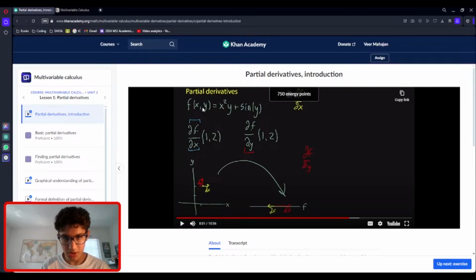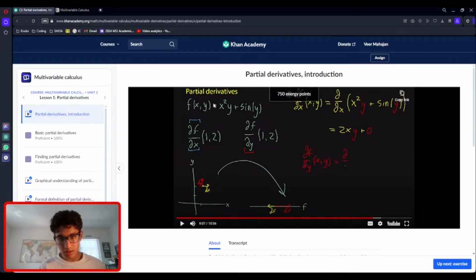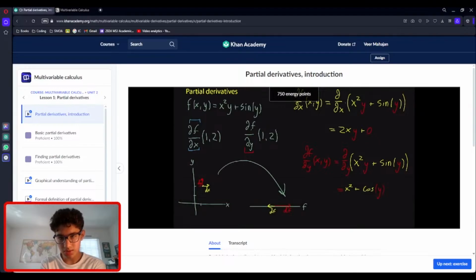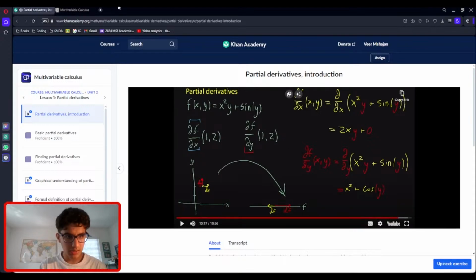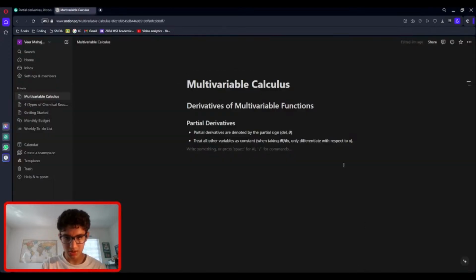If you do that, partial f partial x will give you 2xy. That's it, just 2xy, because sine of y will just be treated as a constant. And then this one will be x squared plus cosine of y. You get 1, so you get 1 plus the cosine of 1, which is what we had before. So it's pretty logical, exactly what he said. And I think we've got all that written over here right now, so that's good.